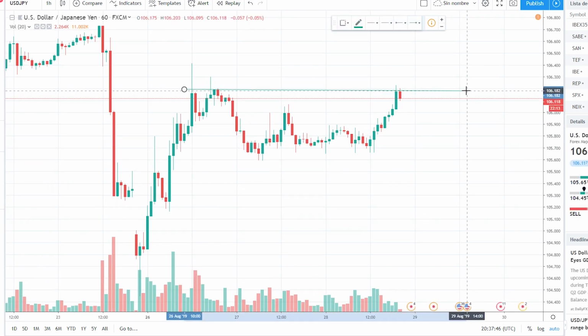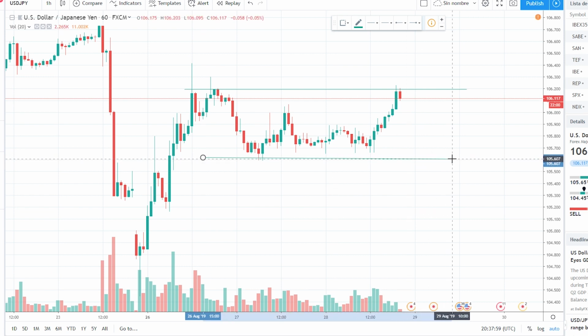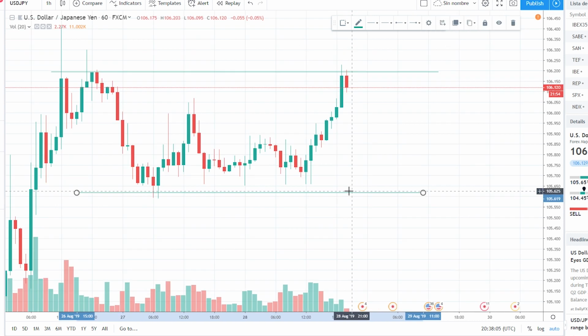So now all you have to do is just wait for the pair to either touch the support or the resistance lines and then go in the opposite direction. It's as simple as that. And this strategy works for 5, 15, 30 minutes, 45 minutes, 1 hour, 1 hour and a half, 1 day, 1 week, 1 year, and whatever you want to use it for, it works.